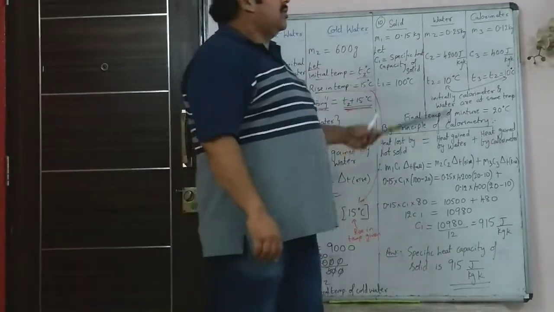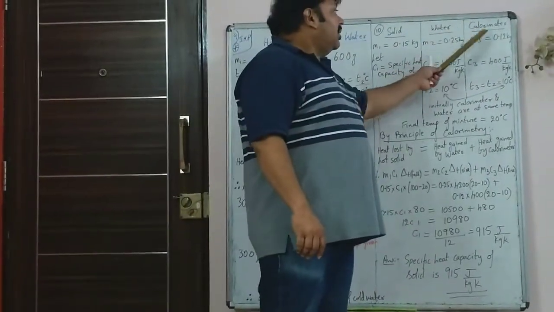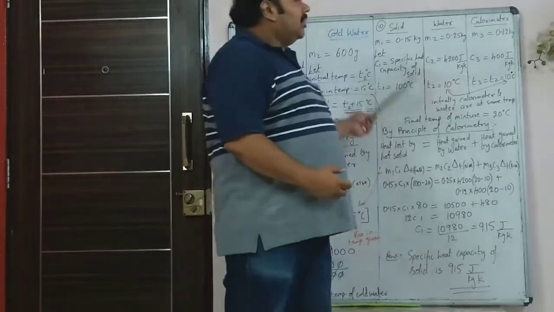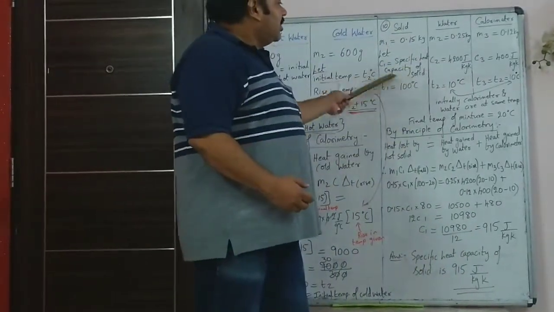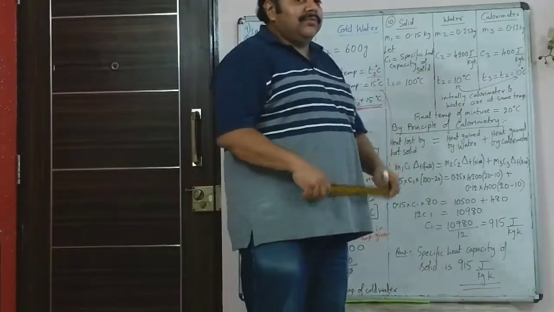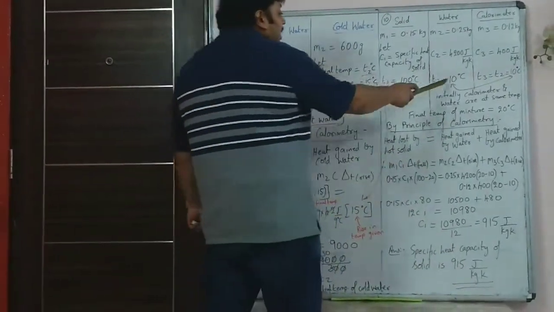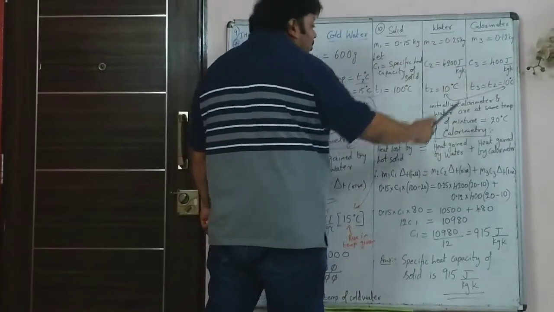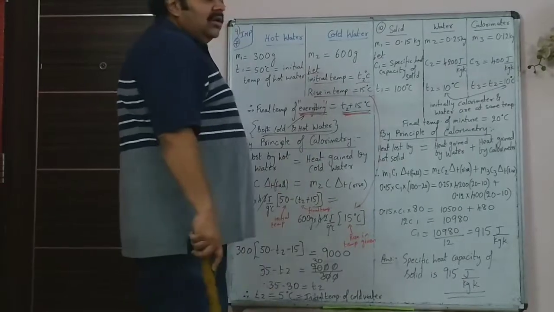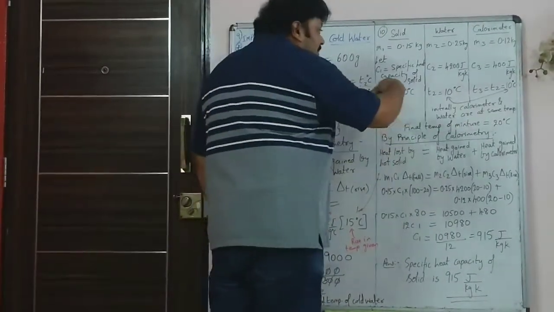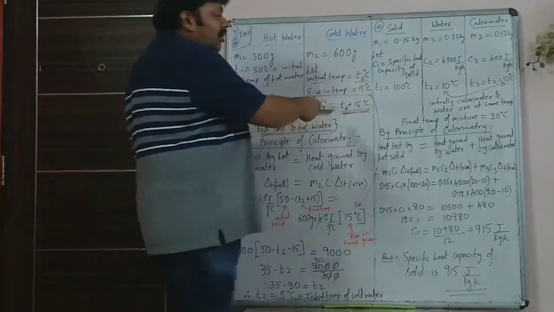Usually in 90% of the sums, initially inside the calorimeter there is water, that is the cold substance, and the hot body, whose specific heat capacity has to be found, is put inside that. So in this sum, 10 degrees Celsius is the initial temperature of both water and calorimeter, because initially water was there in that calorimeter.